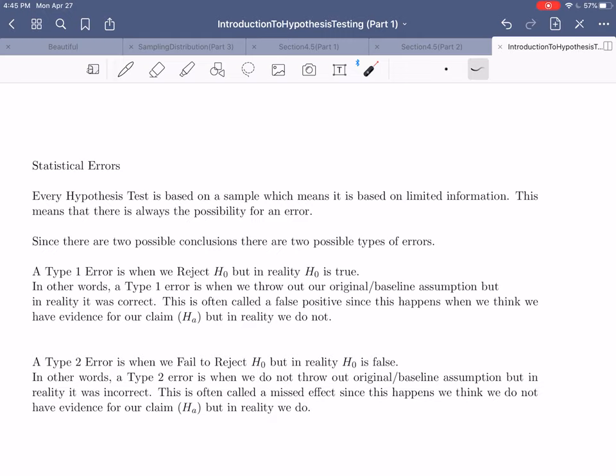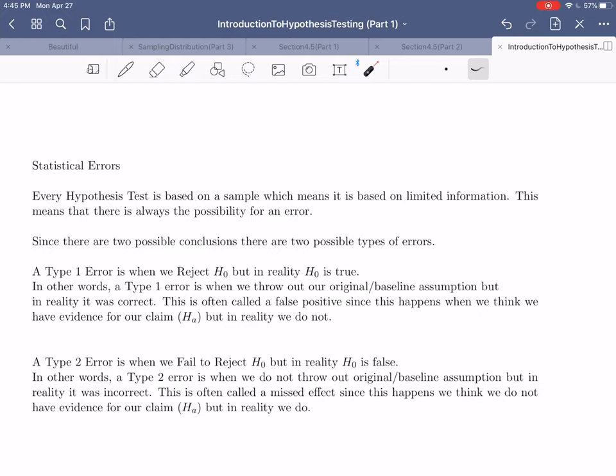This is often called a missed effect, since this happens when we think that there is not evidence for our claim, but in reality, we do have evidence. So that's why we call it a missed effect, because a type 2 error happens when we look at our sample, we say to ourselves, that sample doesn't really seem to give us any evidence, but it did give us evidence, and we missed it. So we often call that a missed effect.